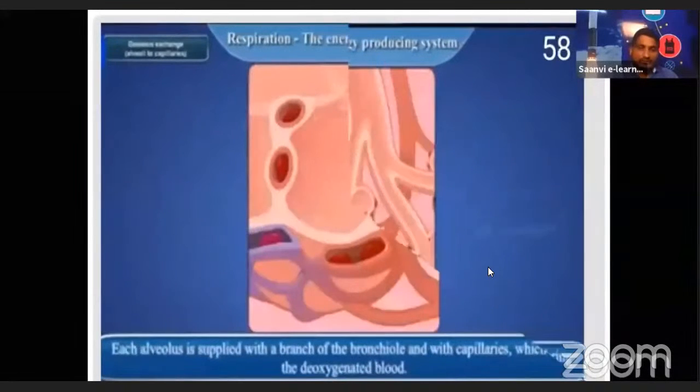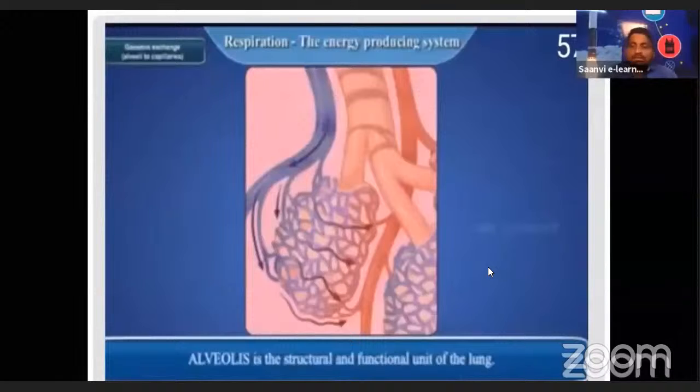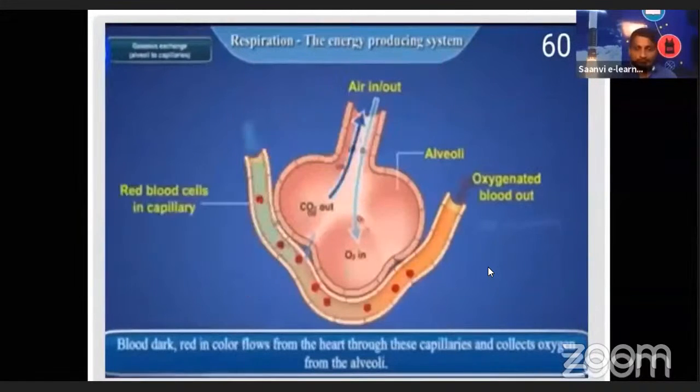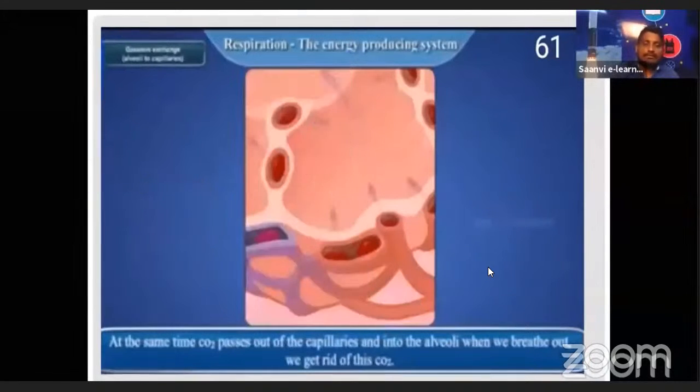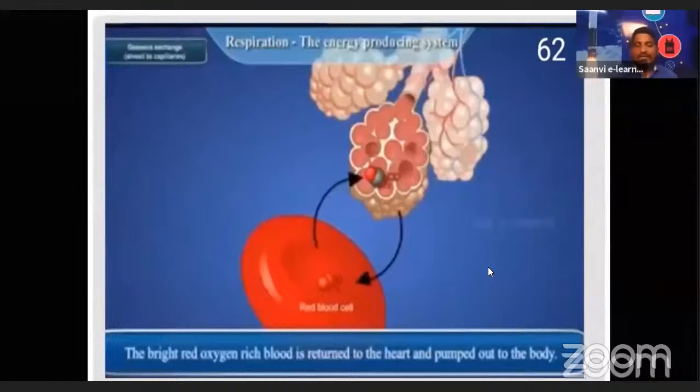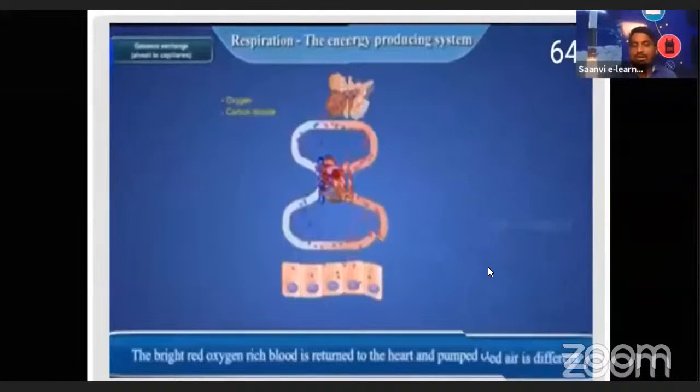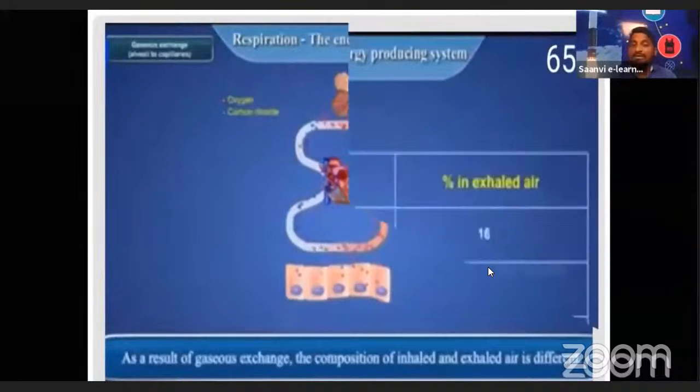As we have discussed, this is how the exchange of gases takes place between alveoli and blood capillaries. What are alveoli? Alveoli are the structural and functional units of the lungs. And we have learned how oxygen and carbon dioxide are exchanged at the lungs level. The bright red oxygen-rich blood is returned to the heart and pumped out to the body. After picking up that oxygen, blood is carried to the heart, and from the heart it will be pumped out over all the body parts. As a result of the gas exchange, the composition of inhaled and exhaled air is different.